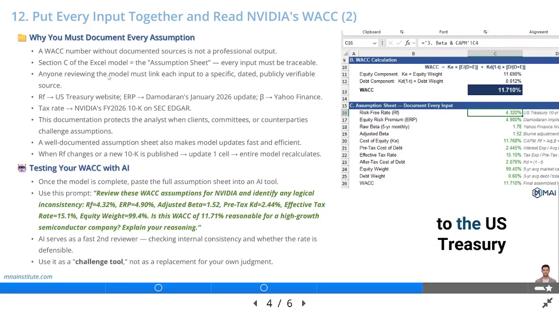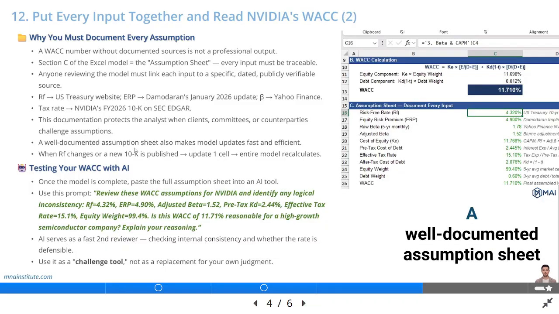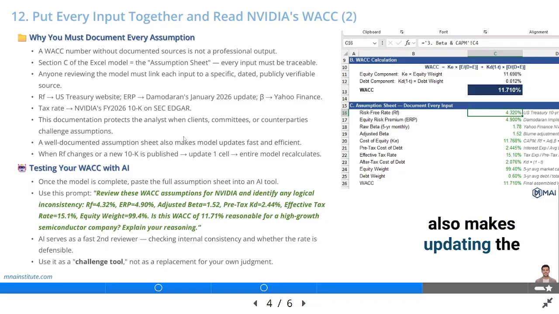The risk-free rate links to the US Treasury website. The equity risk premium links to Damodaran's January 2026 update. The beta links to Yahoo Finance. The tax rate links to NVIDIA's FY2026 10K filing on SEC EDGAR. This documentation habit protects the analyst when a client, a committee, or a counterparty challenges any assumption. A well-documented assumption sheet also makes updating the model fast. When the risk-free rate changes or a new 10K is published, you update one cell and the entire model recalculates.